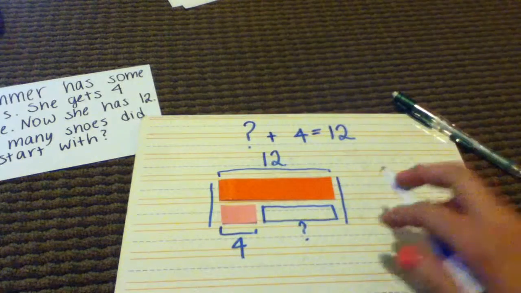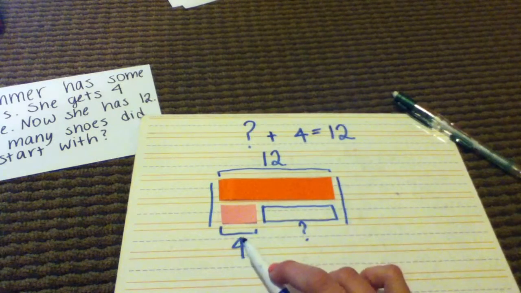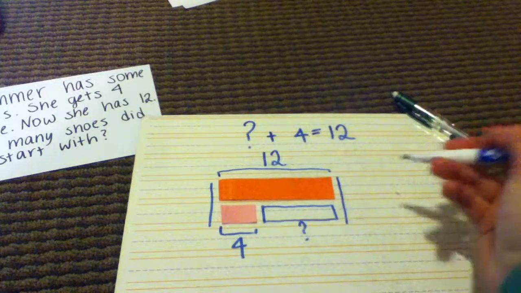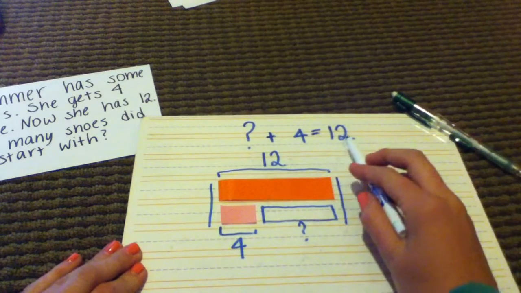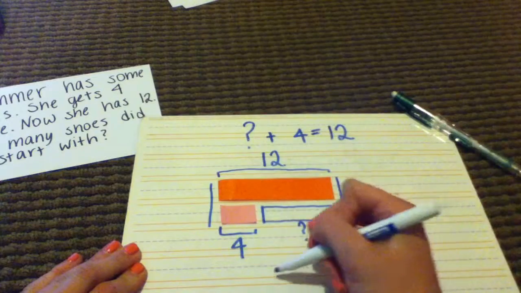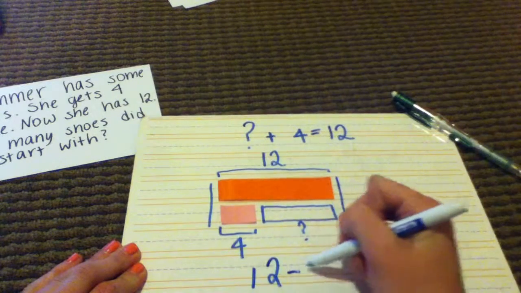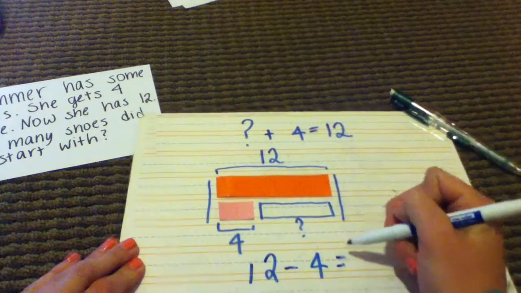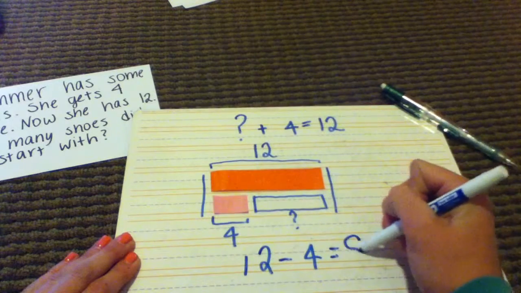So now we're going to figure this out. We're going to figure out what part, when joined with 4, is going to equal 12. So I'm going to do 12 minus 4 and that equals 8.